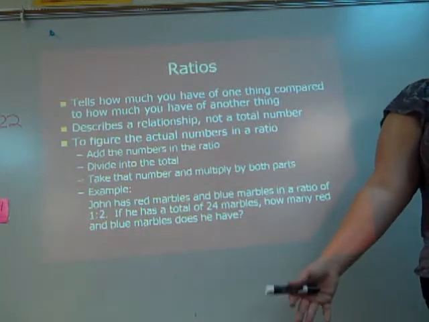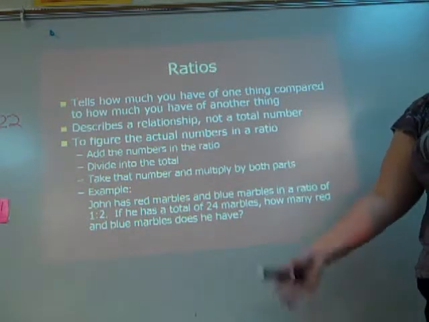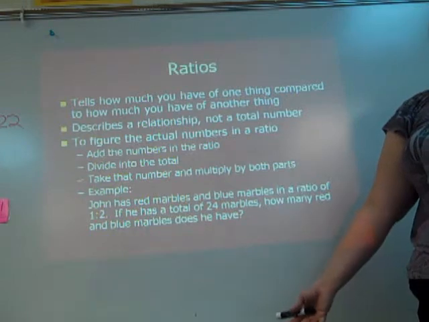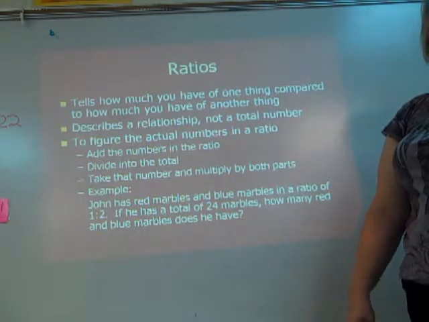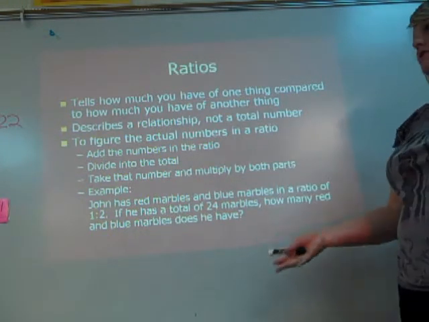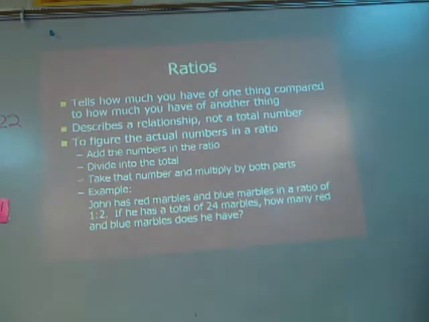Like if I told you that the ratio of boys to girls in this school was 2 to 3, it doesn't mean that there are 2 boys and 3 girls. It means that for every 2 boys, there are 3 girls. You could actually figure out how many of each there were if you knew some other information.